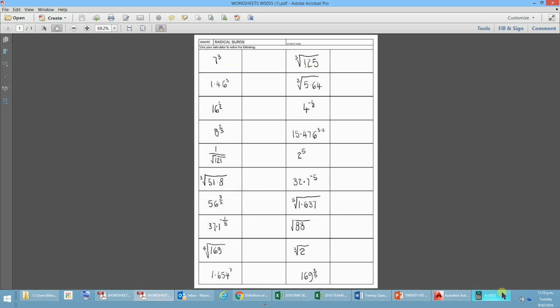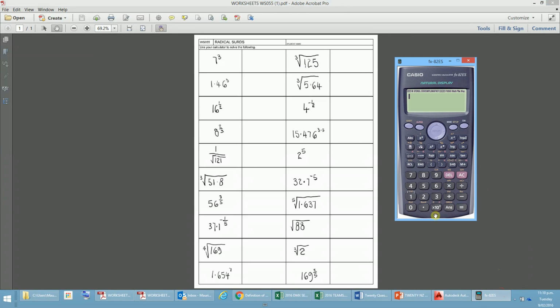We're going to need a calculator to do this, I fear. First one up, 7 to the power of 3. We push our 7 button, then this little x to the blank button, and put 3 in there, and we just push equals: 343. 7 to the power of 3.